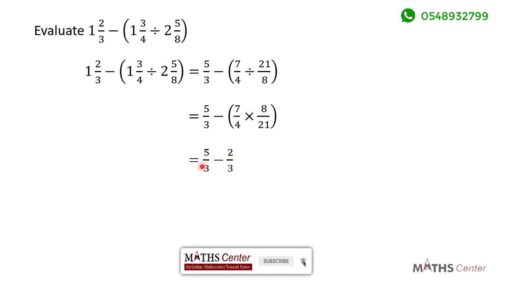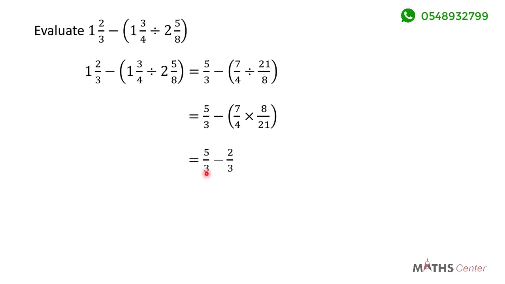They have the same denominator, and so we can subtract the numerators. We will have (5 minus 2)/3. 5 minus 2 gives us 3, and so we will have 3/3, which is 1.